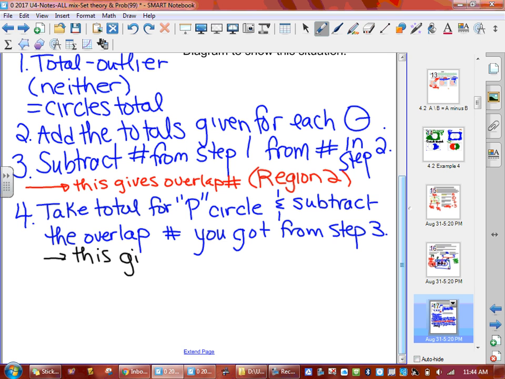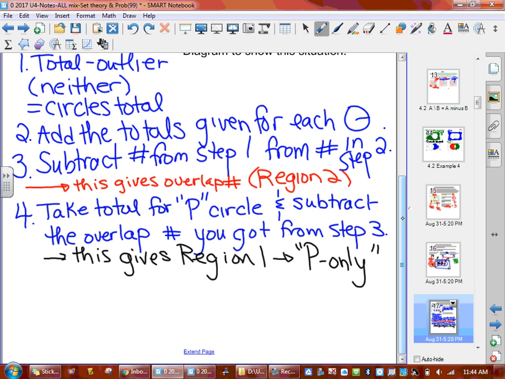Yep. For step 3, you want to switch the... Nope. You subtract the number from step 1 from step 2, because step 2 will always be a bigger number. Always. Because you're adding the totals of both groups. Just like that misconception you had for the first example, you added the 19 and the other number, right? Yeah. But you forgot to subtract the overlap. Oh, okay?